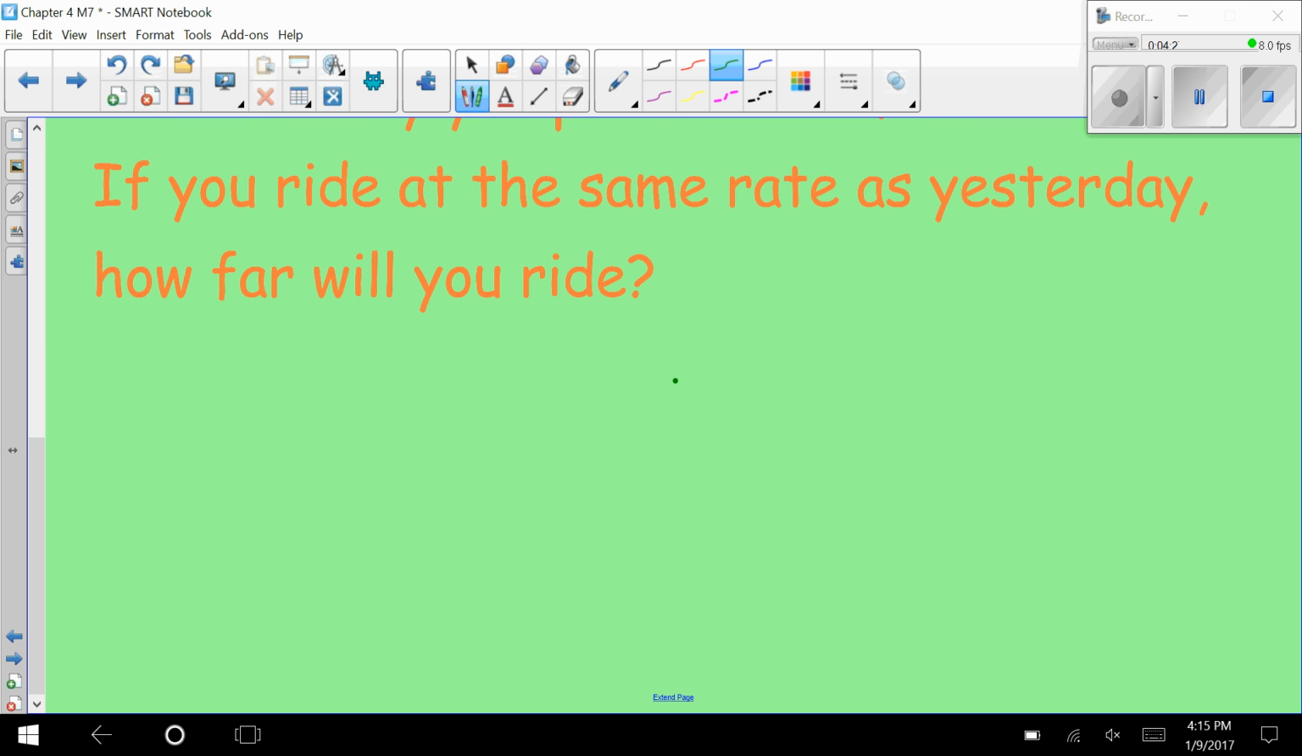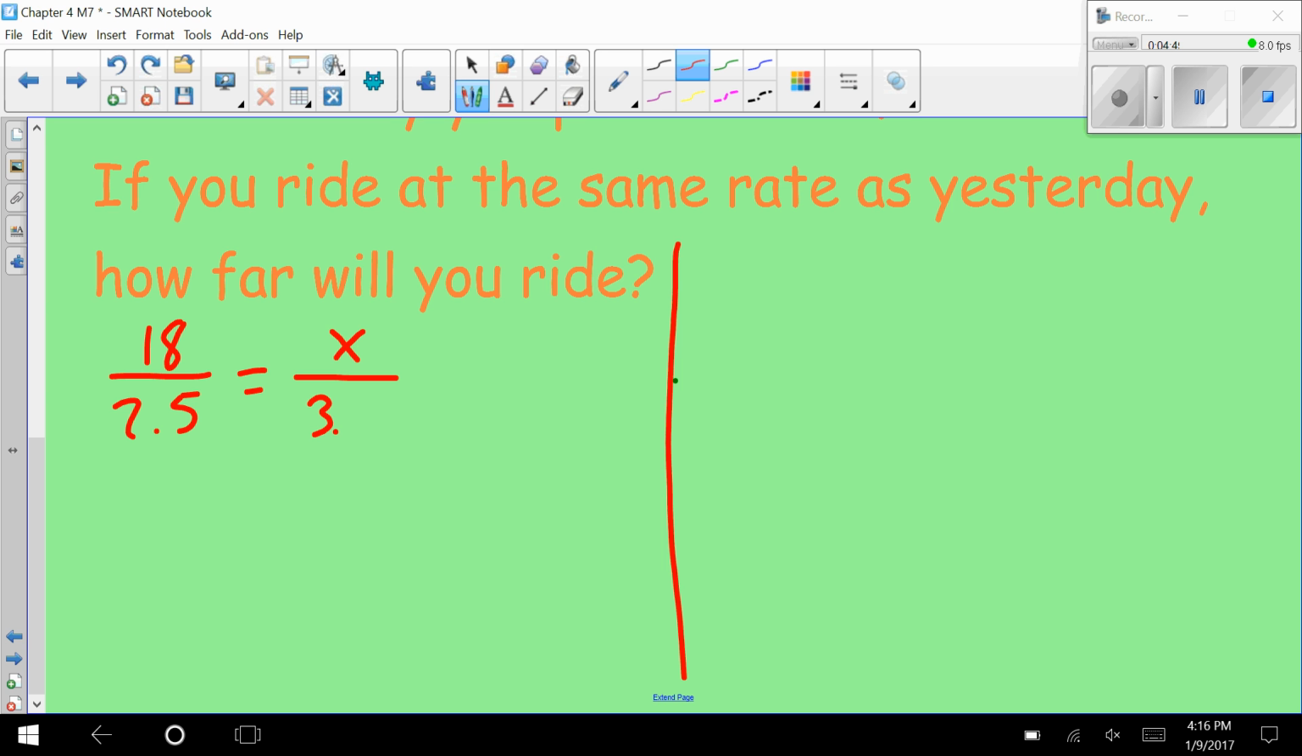Let's zoom in a little here. All right. So method number 1 for setting up these ratios. I rode 18 miles yesterday, so let's put the 18 on top. And it took me 2.5 hours. Equals, so in my second ratio, the number of miles needs to go on top, and I don't know. And the number of hours needs to line up and go on bottom. So 18 over 2.5 equals x over 3.5.